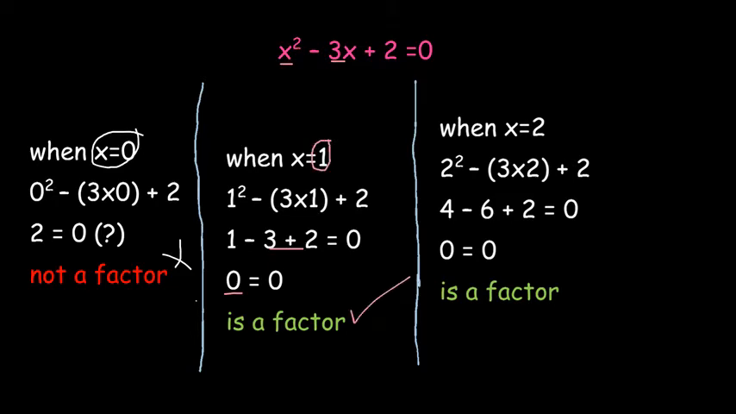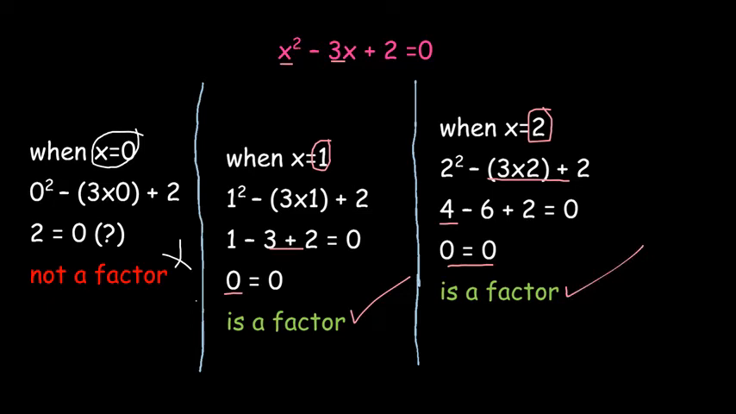1 is a factor. When x equals 2, you get 2 squared minus 3 into 2 plus 2, which is 4 minus 6 plus 2, which is minus 2 plus 2. This also is true as 0 equals 0. So x equals 2, 2 is a factor of this equation.